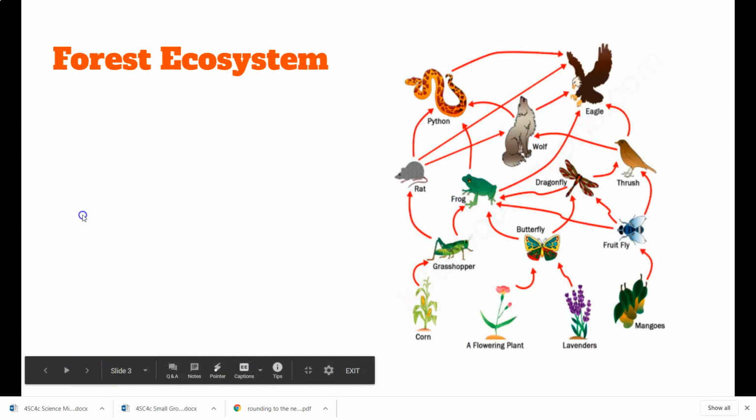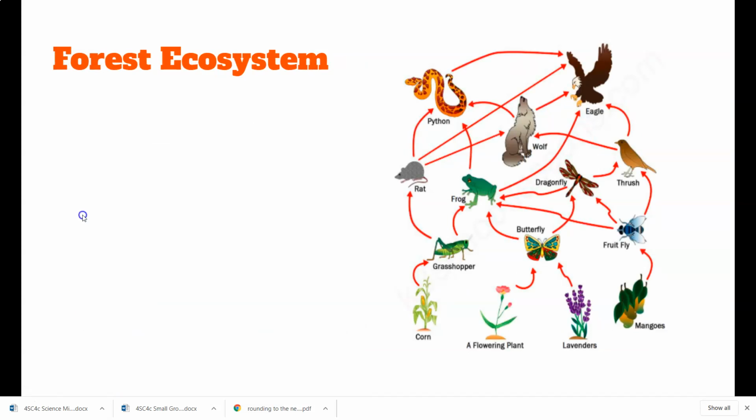So here is a forest ecosystem. And if we look in the forest ecosystem, I see 4 different types of producers: corn, a flowering plant, lavenders, and mangoes. And then I see energy beginning to flow through the food web through different levels of consumers, okay? And I see some insects, I see a frog, a rat, a thrush, which is a bird, I see a wolf, an eagle, and a python.